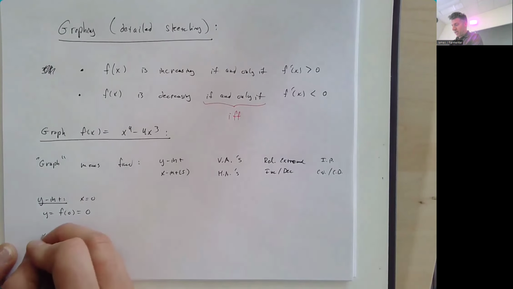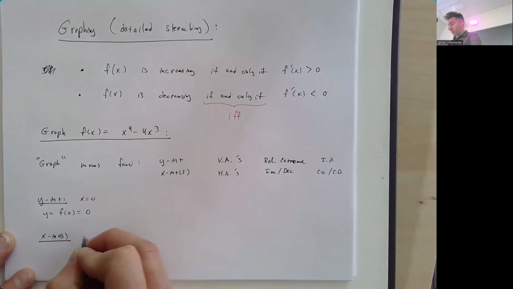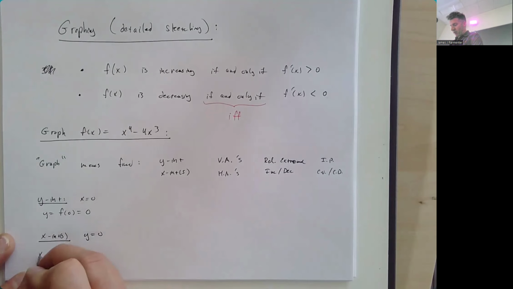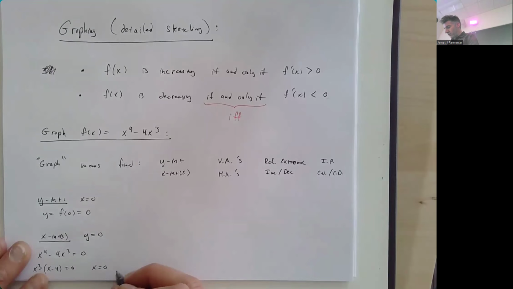X-intercepts, plural, typically. Although you don't have to have them, right? Some functions don't have any y-intercepts or any x-intercepts, but this is the process for finding them. We're going to set y equal to 0, or your function equal to 0. So we're going to get x to the 4th minus 4x cubed equal to 0. We're going to solve this by factoring. We're going to have x cubed times x minus 4 equal to 0. And we're going to get either x equal to 0, which we already knew was going to be an intercept because y equal to 0 was an intercept, or x equal to 4. Cool.